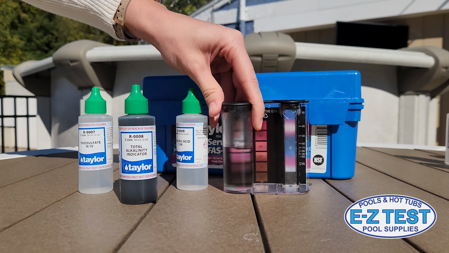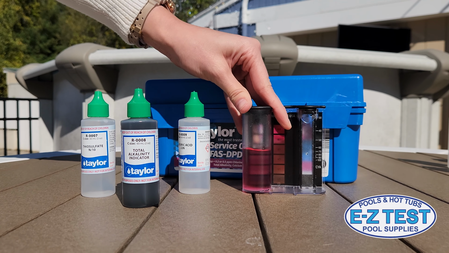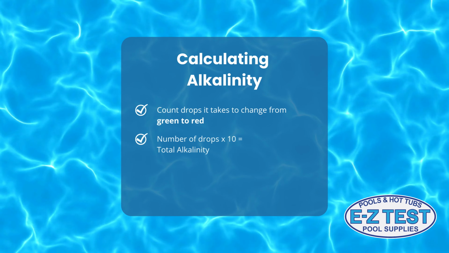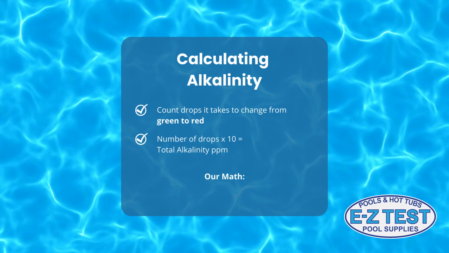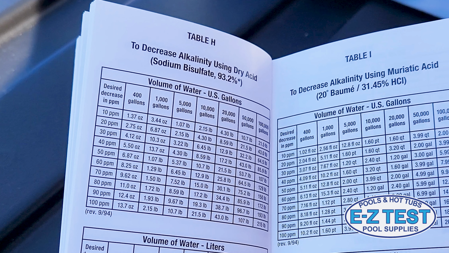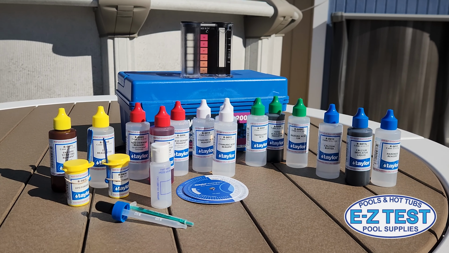Multiply the number of drops by 10 to get your total alkalinity in parts per million. So, 10 drops times 10 equals 100 parts per million total alkalinity. Record your result and refer to your Taylor guidebook for interpretation and treatment recommendations. That's how to test for total alkalinity using your Taylor K-2006C kit.